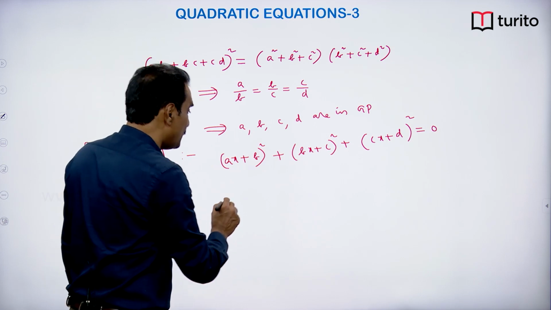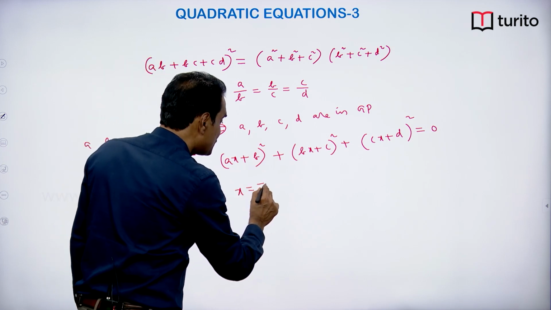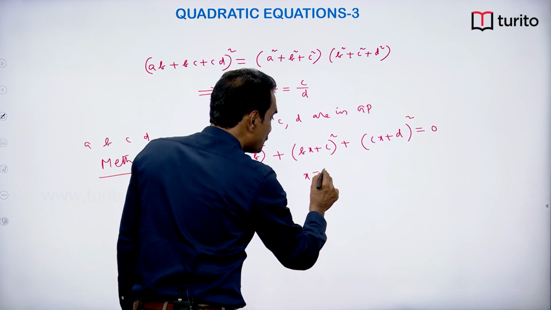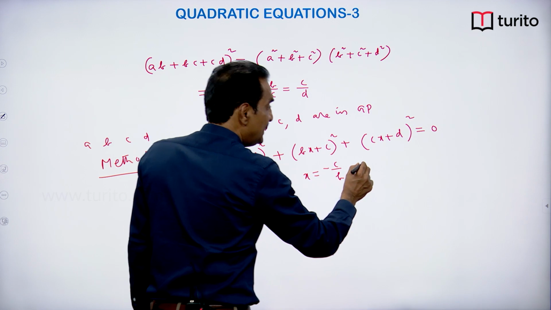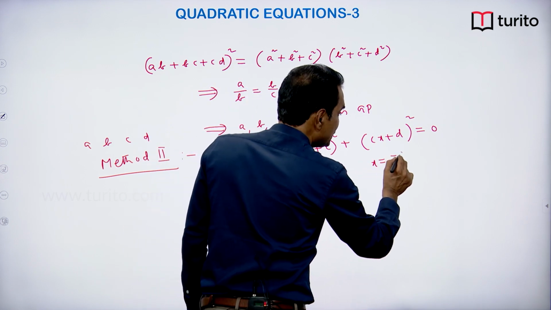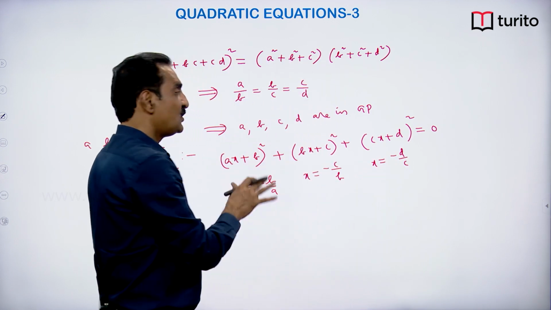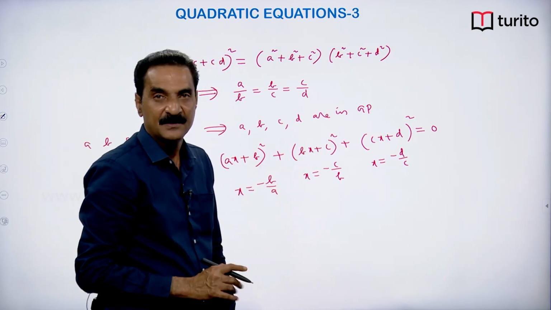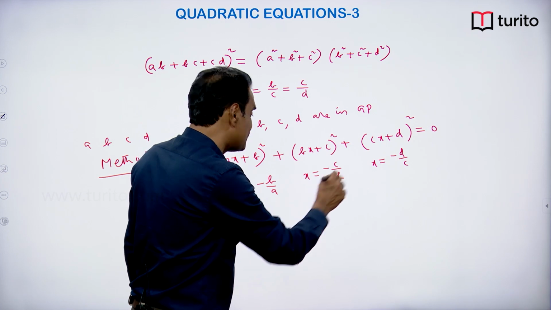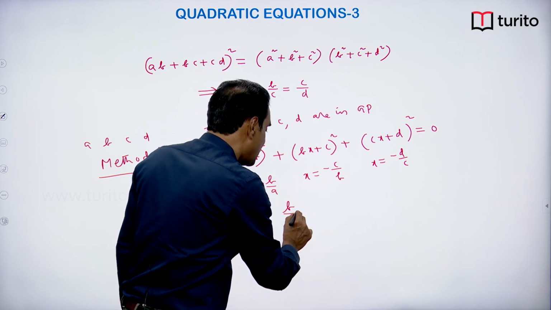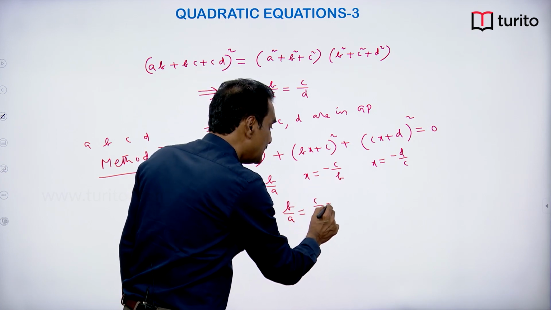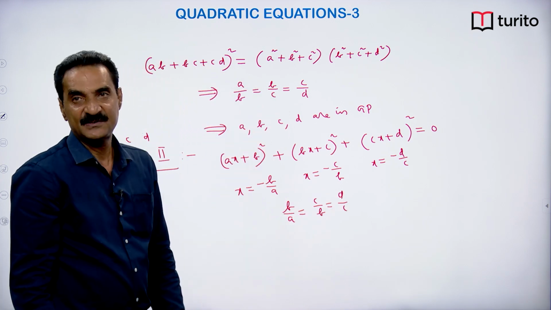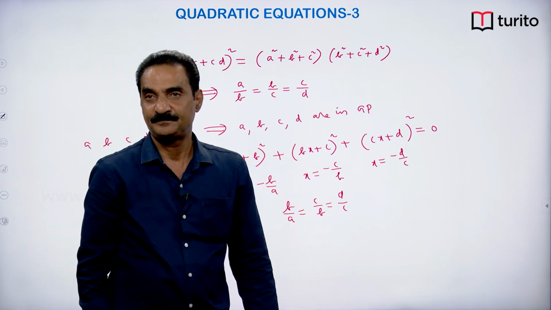If this term is 0, x is equal to how much? Minus b by a. If this term is 0, x is equal to minus c by b. If this term is 0, x is equal to minus d by c. So, if there exists a real value of x satisfying all of them, then what is the condition? These three must be equal. We will get b by a is equal to c by b is equal to d by c. Then a, b, c, d are in GP. This is a shorter method.